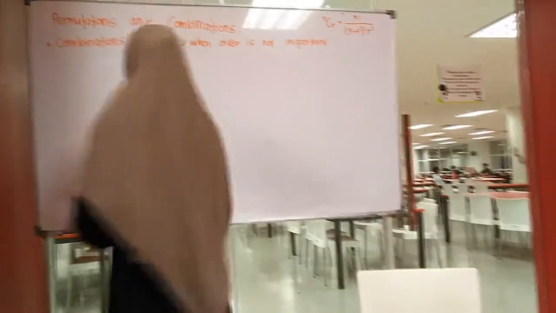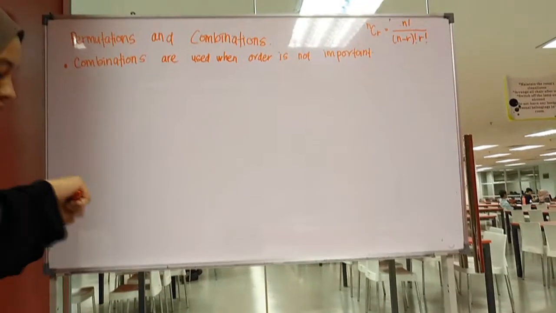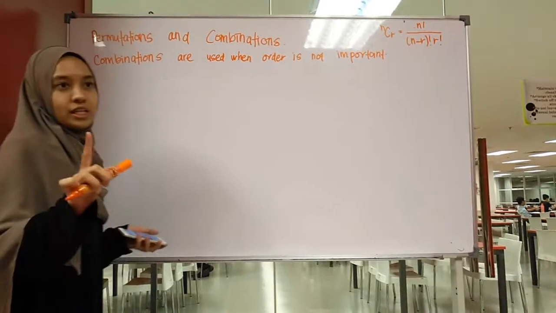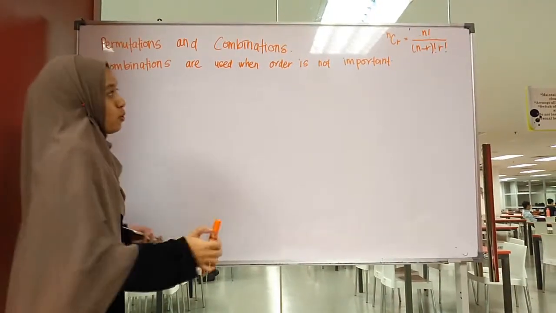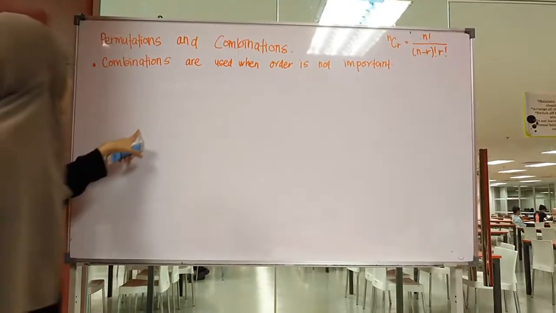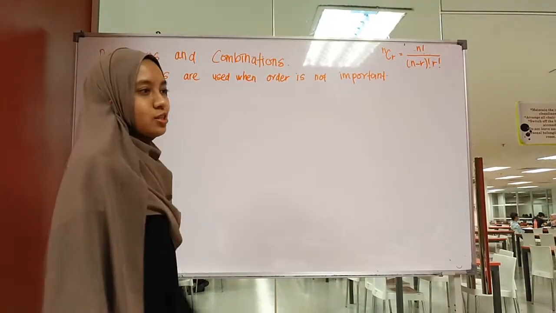jump into a new topic, combination. Do you have any clue what combination is? No. No? Okay, combination. For this lesson, I will teach you about combination and permutation. As I have taught you before, permutation is only needed where the order is important, but combination is the reverse. Combination is used when the order is not important.